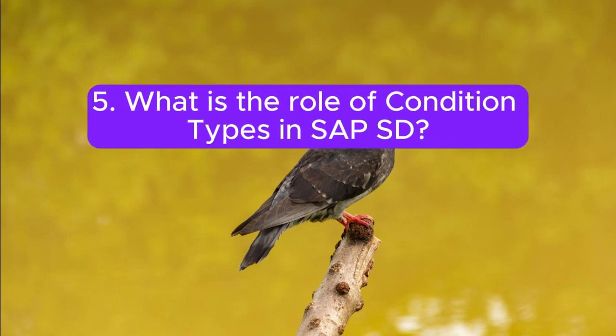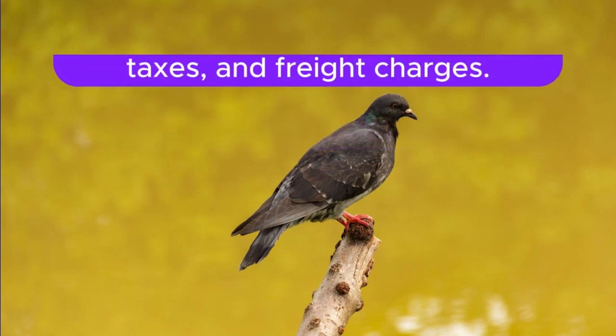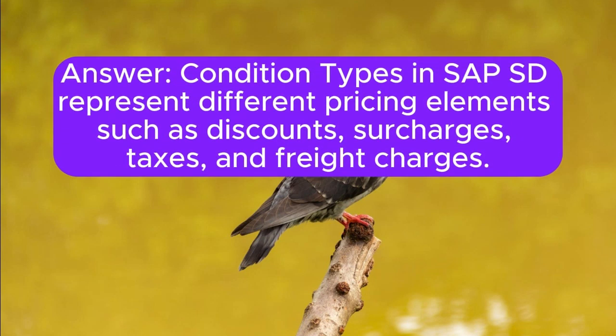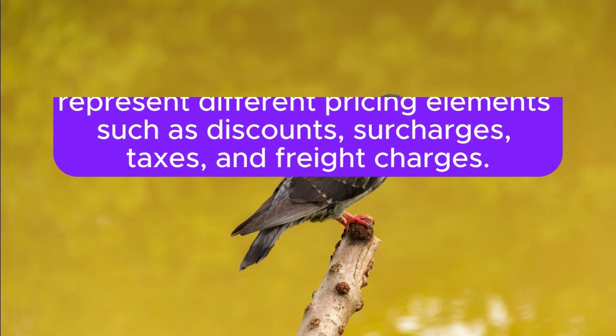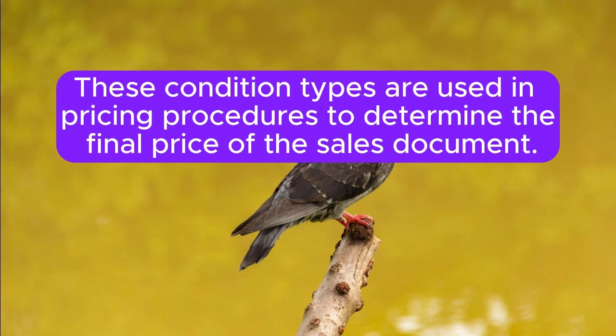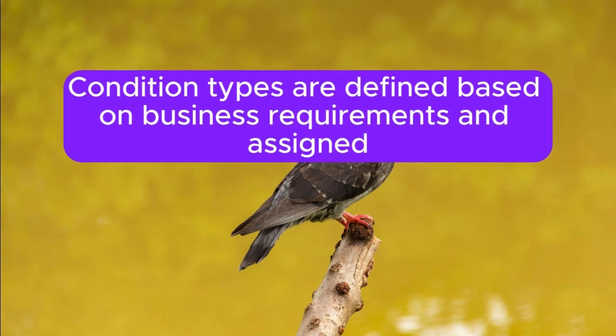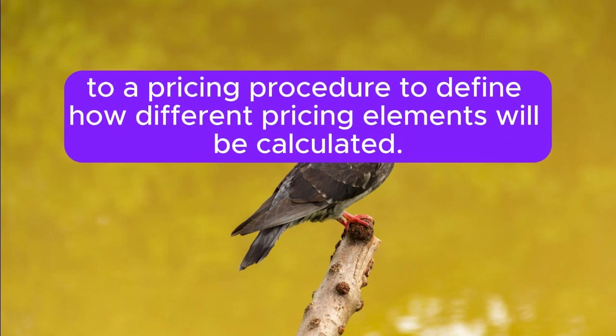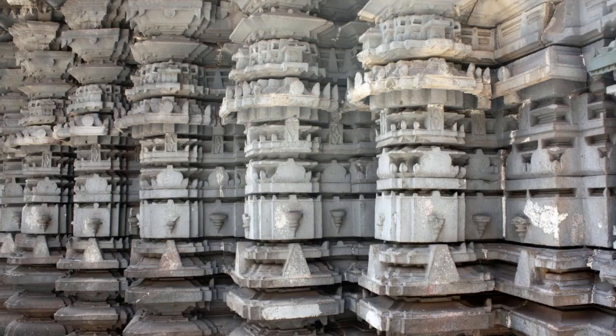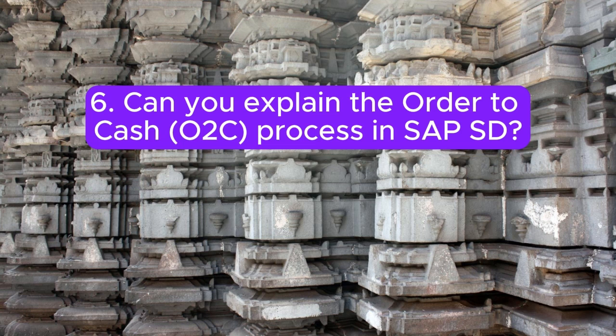5. What is the role of condition types in SAP SD? Answer. Condition types in SAP SD represent different pricing elements such as discounts, surcharges, taxes, and freight charges. These condition types are used in pricing procedures to determine the final price of the sales document. Condition types are defined based on business requirements and assigned to a pricing procedure to define how different pricing elements will be calculated.